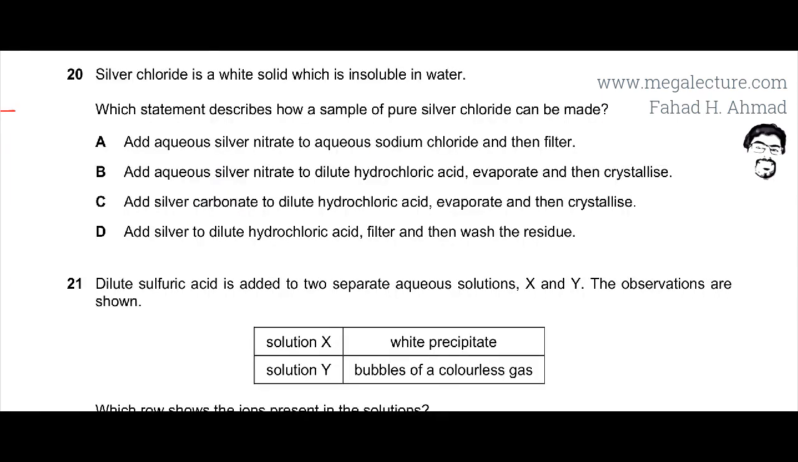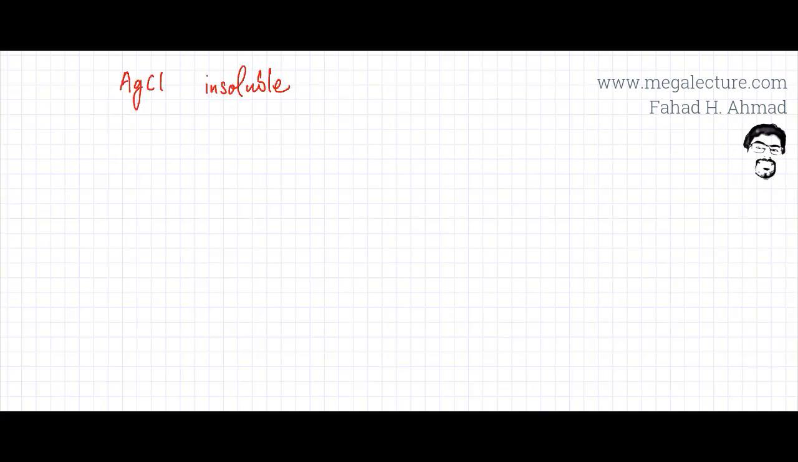The following question reads that silver chloride is a white solid which is insoluble in water. Silver chloride is AgCl. It's Ag+ and Cl- ions, and this ionic compound is insoluble. Which statement describes how a sample of pure silver chloride can be made? Now I'm going to talk about the preparation of AgCl in detail.